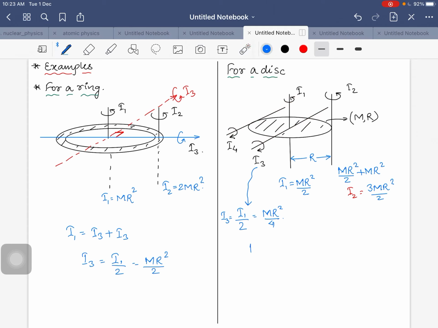So for I4, what can I write? I4 will be equal to I3 plus m into the distance between them, which is again r square, so it will be 5 mr square by 4. This is I4. Okay, so I think we got all the axes of the ring and disk.